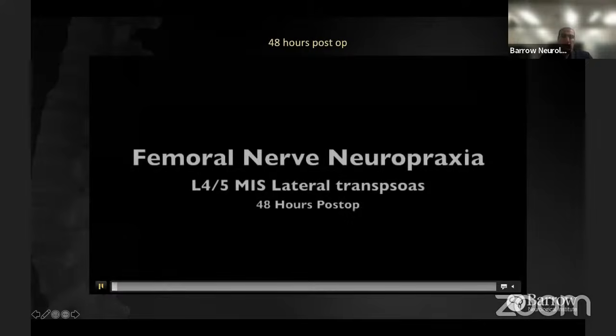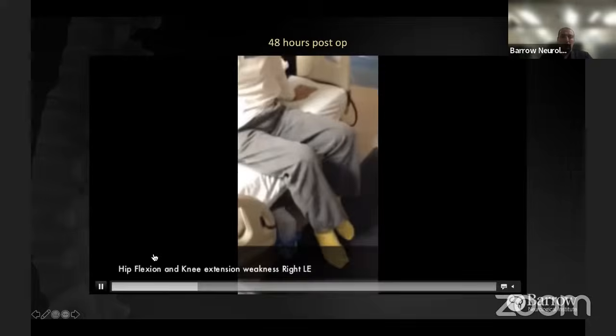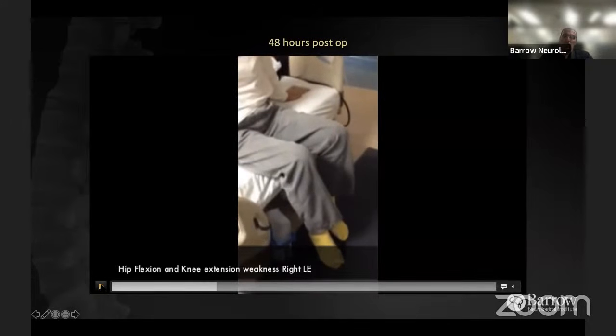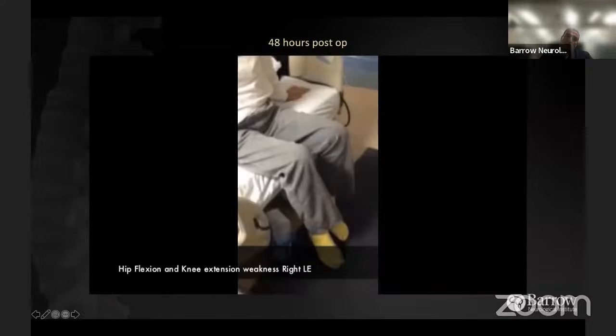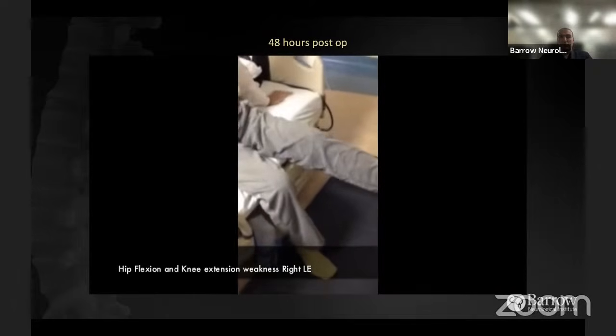The other example is a patient that we operated on with an L4-5 lateral transpsoas. 48 hours post-op, the patient is examined. Here the patient is asked to flex his hip, and you can see that he's able to give you effort, not past 90 degrees, and essentially no right knee extension. Contralateral to the approach, he's full strength. It's tracing where the sensory distribution deficit is. This one is only femoral nerve, or saphenous nerve, I should say, from the femoral nerve.